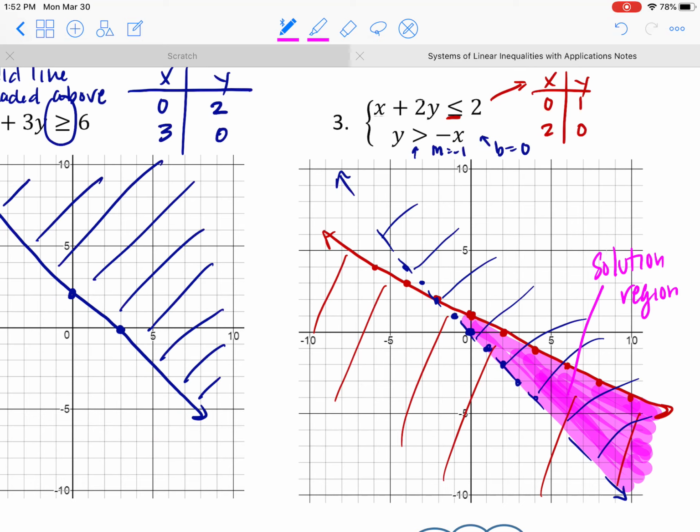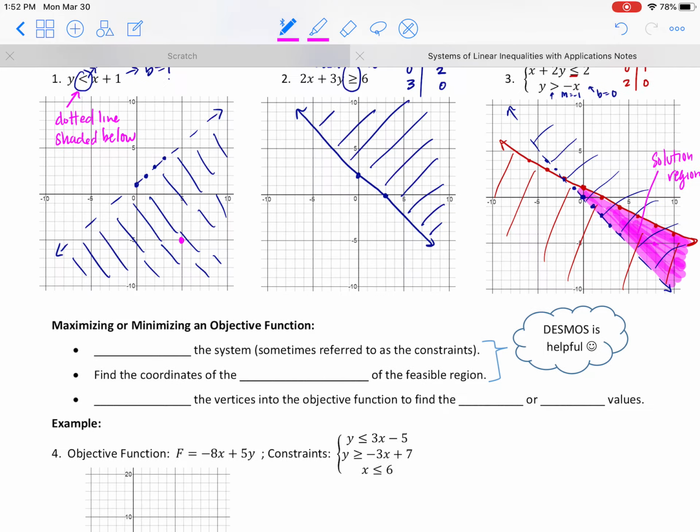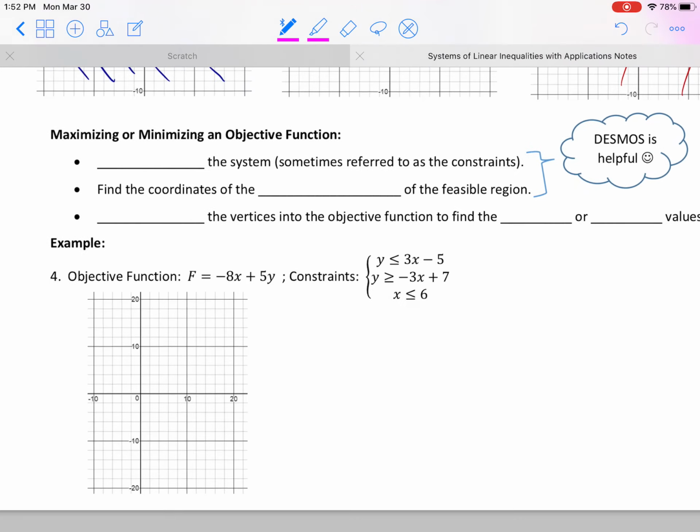And if you weren't sure, just like the others, you pick a point that's clearly in the solution region. Like maybe you pick, I don't know, (8, -5), right? That looks pretty clear to be in the solution region. (8, -5). If you plug that into both, it's going to make both of those true.